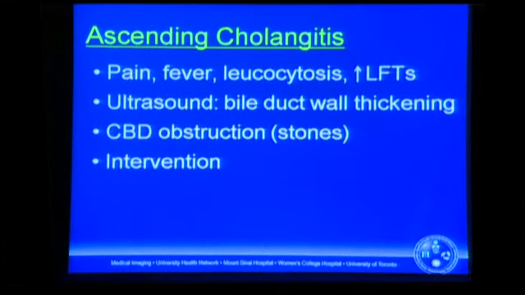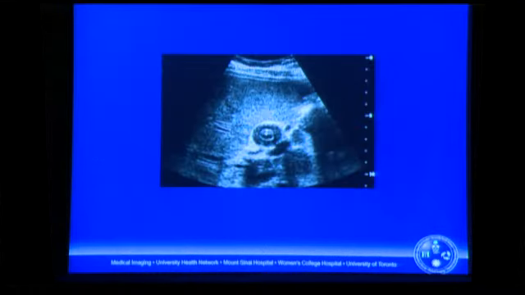Really, you're doing the ultrasound to see if there's biliary obstruction. Because if a patient is sick with ascending cholangitis and the ducts are obstructed, they need to be drained. But when you do the ultrasound, you may also see thickening of the walls of the bile ducts. And often you may also see something in the bile duct, such as a stone.